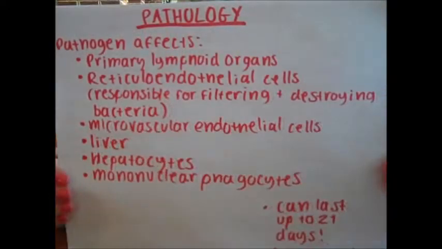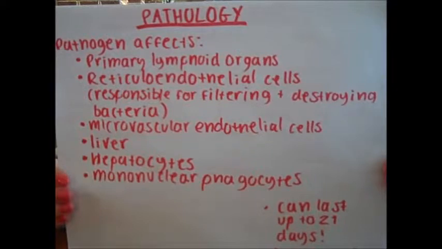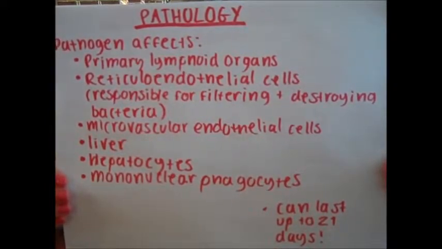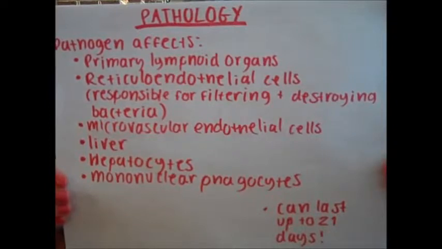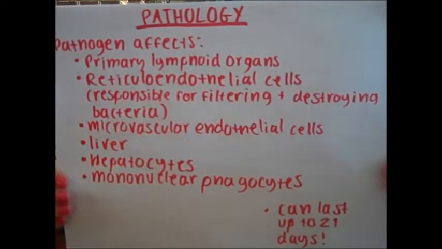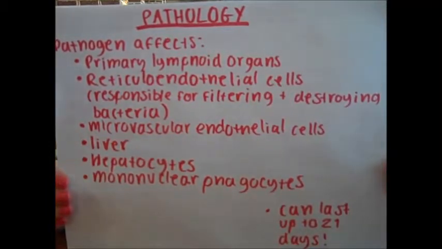The virus mostly affects primary lymphoid organs, reticuloendothelial cells, which are cells responsible for filtering and taking care of bacteria, hepatocytes, responsible for main functions of the liver, and phagocytes, which produce cytokines. Symptoms can last from 14 to 21 days.